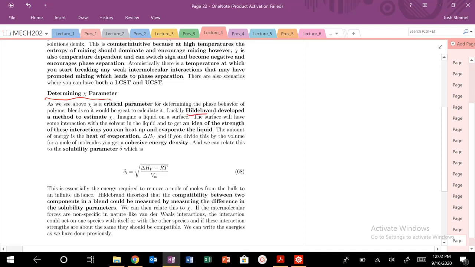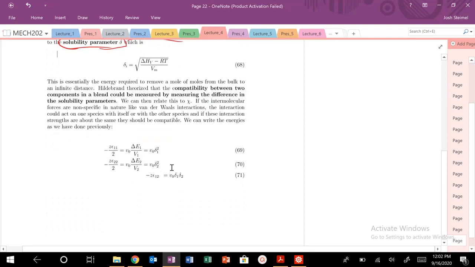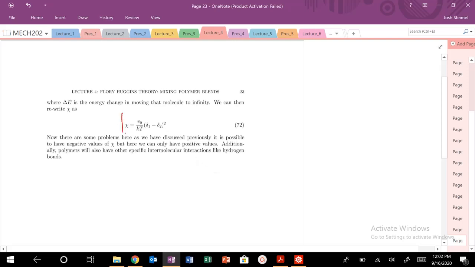So Hildebrand developed a method to estimate chi, basically using this idea of the heat of evaporation of a liquid on a surface and looking at cohesive energy density and solubility parameters, delta here. If you're interested in the notes, they describe how this was done. But we end up with a very critical, nice expression here. This is what we're going to work with to deal with chi.